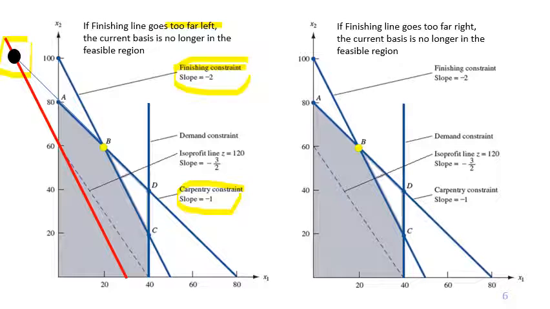Now, if you shift the finishing constraint to the right and it goes too far to the right, same as before, the intersection between finishing and carpentry will fall outside of the feasible region. That is the current finishing constraint, and then I shift it too far to the right, and now you can see that the new intersection between the new finishing constraint and the carpentry constraint happens outside of the feasible region.